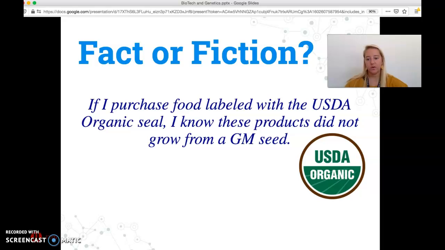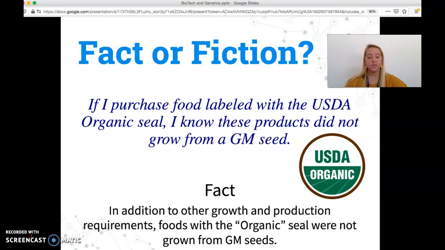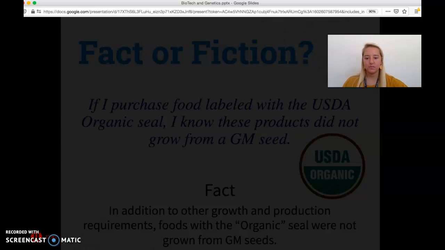If I purchase food labeled with a USDA organic seal, I know that these products did not grow from a GMO seed. True or false? This is actually fact. In addition to other growth production requirements, food with an organic seal were not grown with GMO seeds. This is incredibly true. My family is actually organic blueberry farmers, so they have so many requirements that say you can't do this or you can do this. Like we can't have any kind of animals on our farm. Like I really wanted a horse out there. Wasn't allowed because you can't have it on an organic farm. You can't put certain chemicals on it. So GMOs are not allowed as well with those strict requirements.